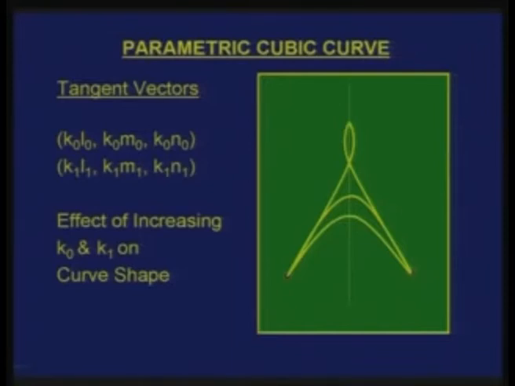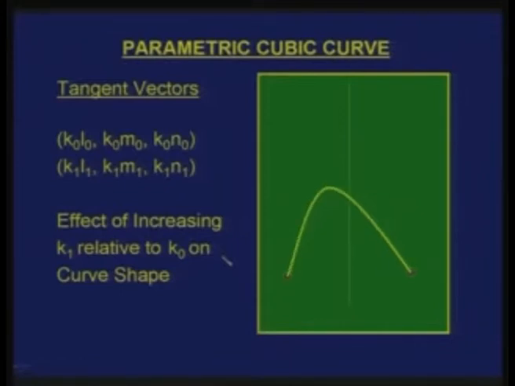In this particular example, we put K0 and K1 as constant, that means they are increased proportionately. I can also have a situation where I increase one of the tangent vectors very high relative to the other. That can also be used to change the shape of a curve, to give some kind of skew in the curve. For example, here is a curve. If I increase K1 relative to the other, I get another curve which is skewed in one direction, whereas the direction cosines are maintained in both cases.